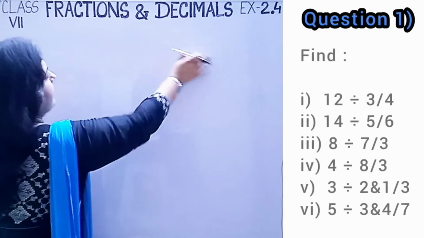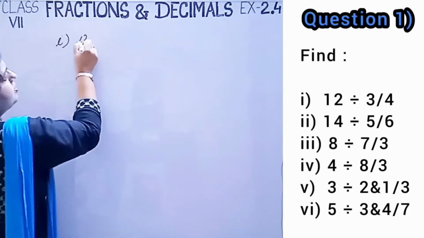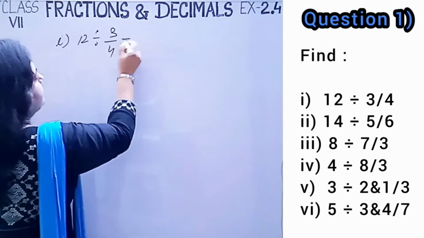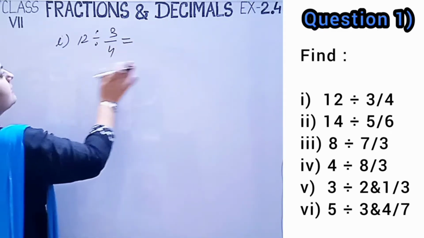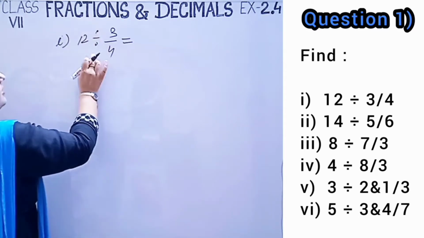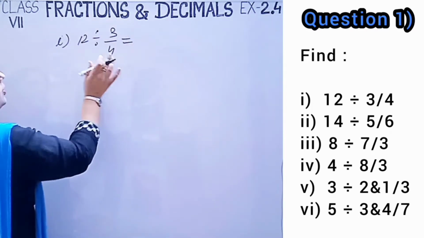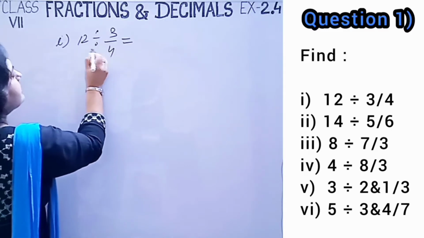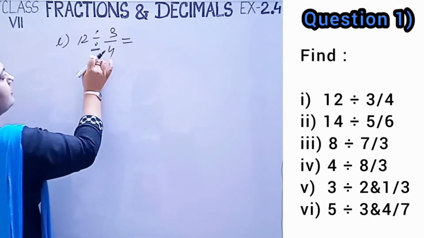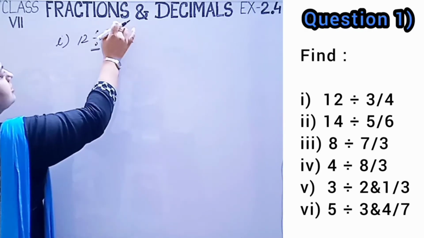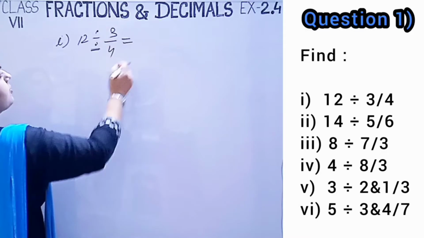Question number 1, find. First part, 12 divided by 3 upon 4. First of all, we have to follow some steps here to find the answer of 12 divided by 3 upon 4. The first step is we have to change this sign. Here we have division sign. It will become multiplication sign. So this fraction will be reciprocated.